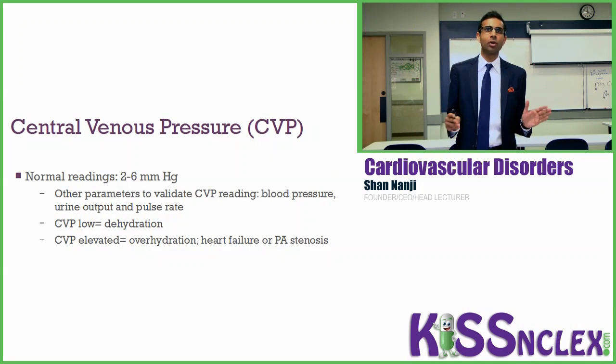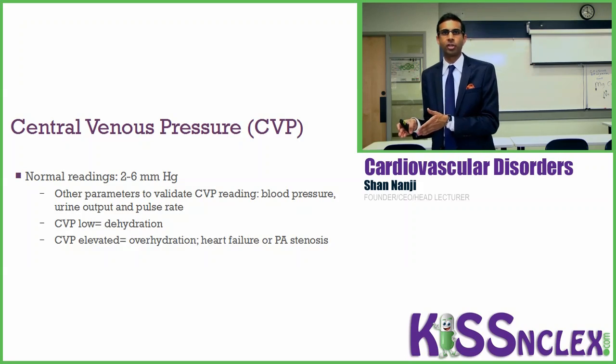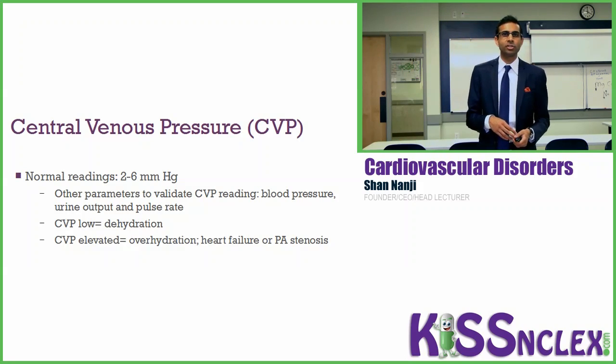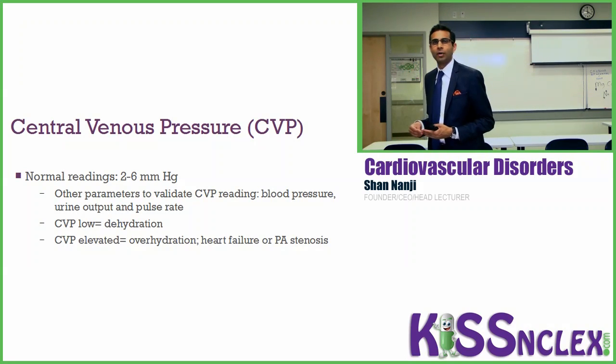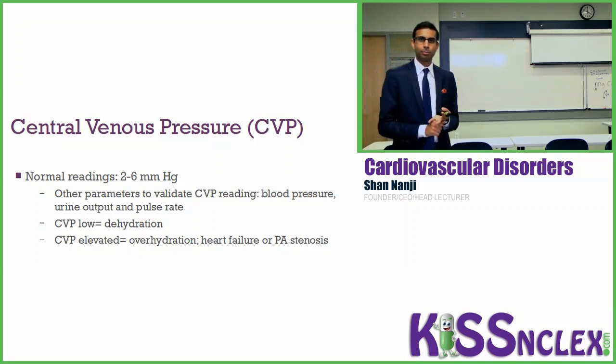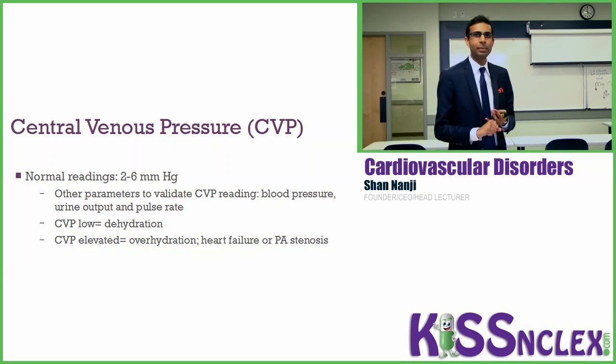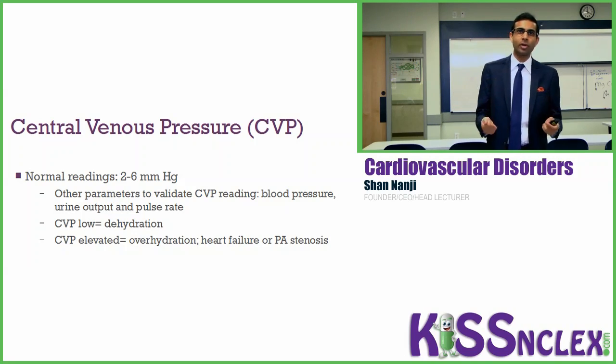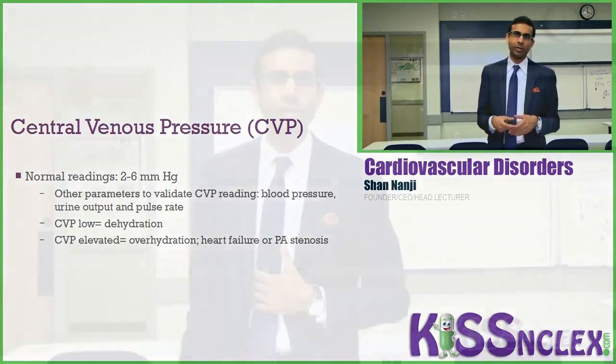What are your normal readings? Well, your normal readings are about 2 to 6 millimeters of mercury. Other parameters to validate your CVP readings are going to be your blood pressure. You're going to want to check their urine output and their pulse rate, okay? If their CVP is elevated, that might be a sign of overhydration or heart failure or even pulmonary artery stenosis. And that will bring us to the end of our cardiac lecture.